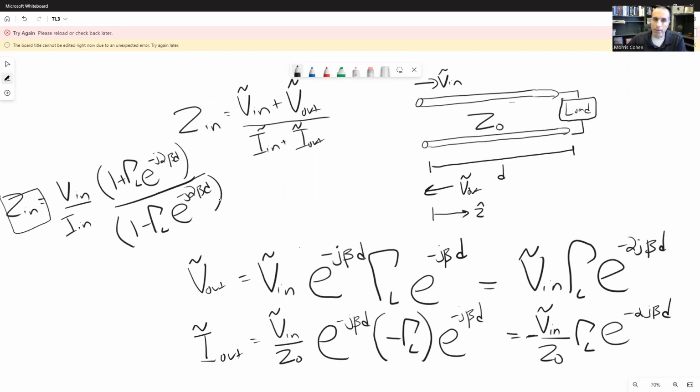All right, now V in over I in, we can replace that. We have a much more convenient description of what that is. That is simply Z0.